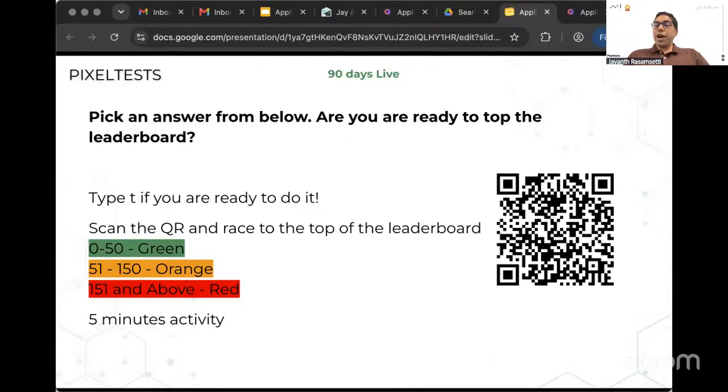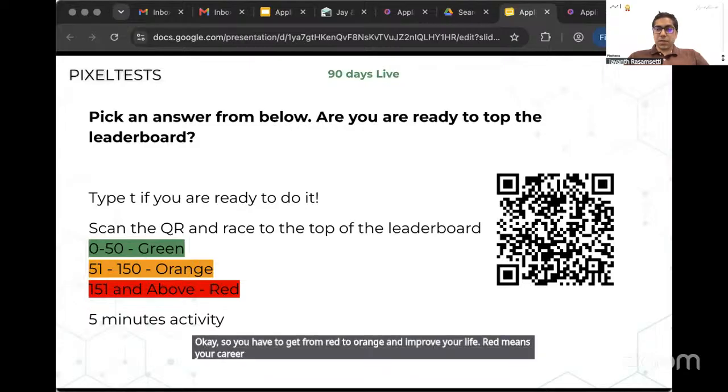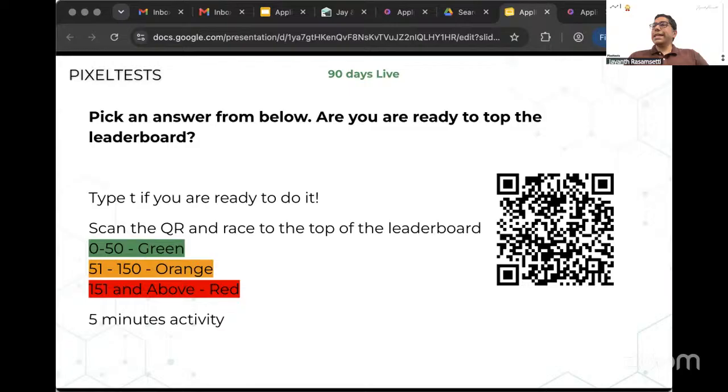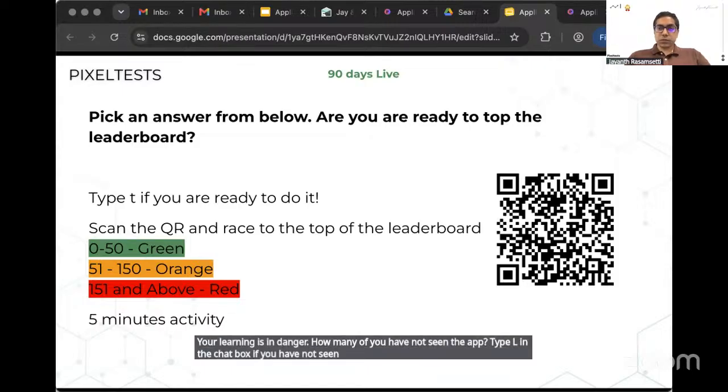Okay, so you have to get from red to orange and improve your rank. Red means your career is in danger. Your learning is in danger. How many of you have not seen the app? Type L in the chat box if you have not seen the app.